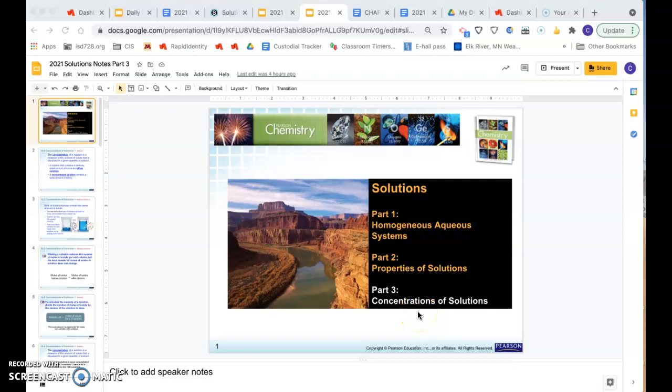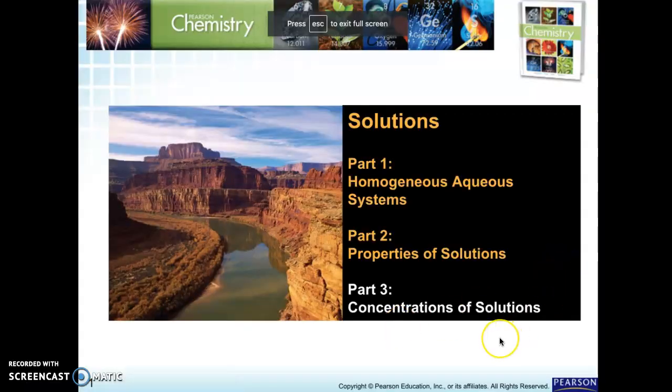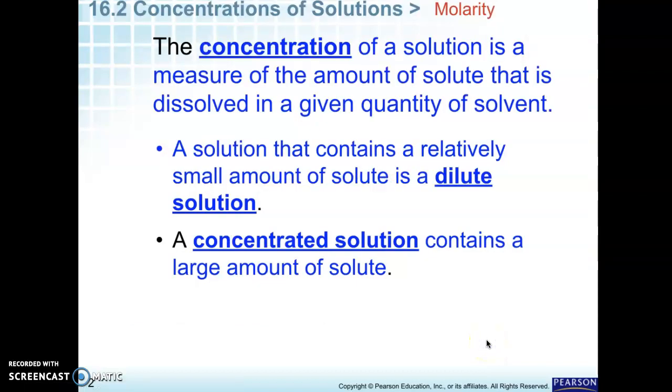Hi, chemistry students. This is day 2 of our 3-day mini unit on solutions. And this is part 3, so let's go ahead and get started. We're talking about concentrations of solutions in this part of the mini unit.